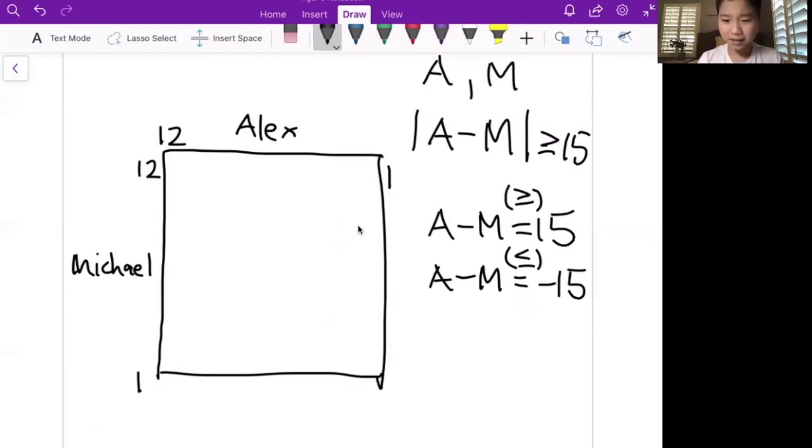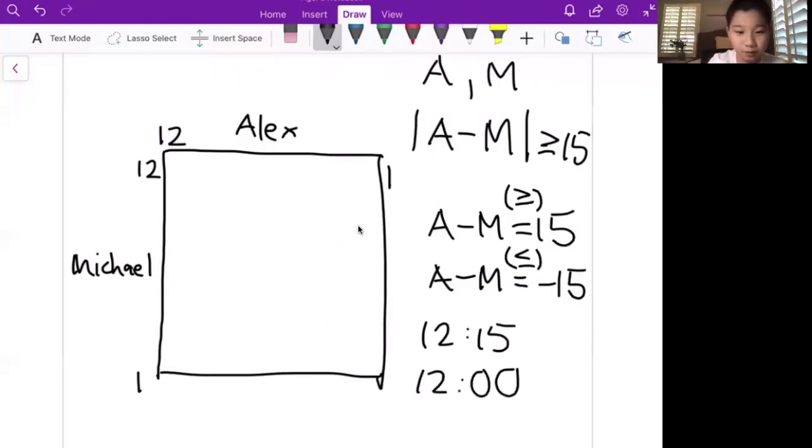So A minus M is equal to 15. This might be hard without the coordinate axes, but let's just think of specific times. Suppose Alex arrived at 12:15 and Michael arrived at 12 o'clock. That should work. So that corresponds to this point right here.